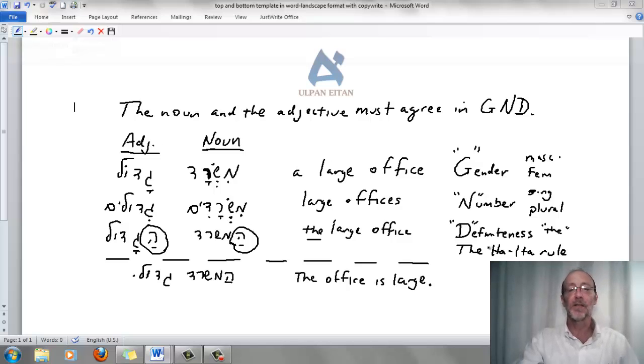A large office in Tel Aviv. There are many large offices in Tel Aviv. The large office in Tel Aviv belongs to my father. But the words ha-misrad gadol, with a ha on the first of the two words, on the noun, and then no ha on the adjective, that's proof positive that we're dealing with a different setup. If I wanted to, I could call it a construct.